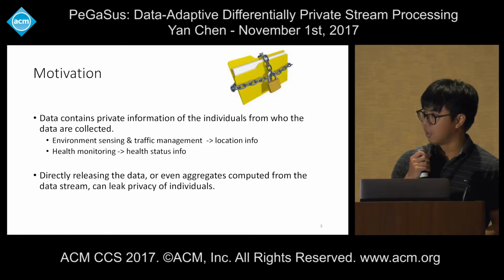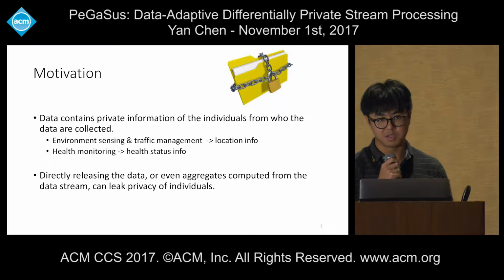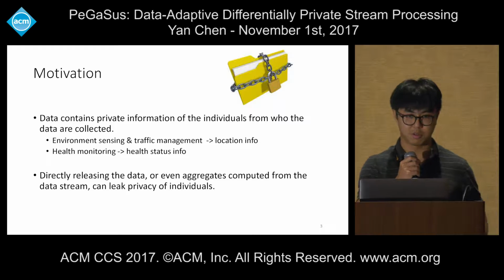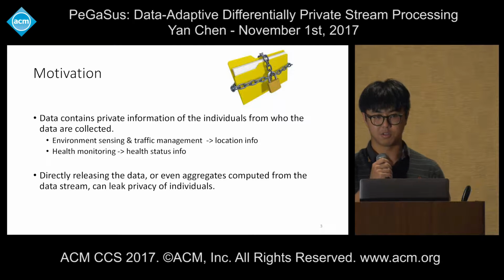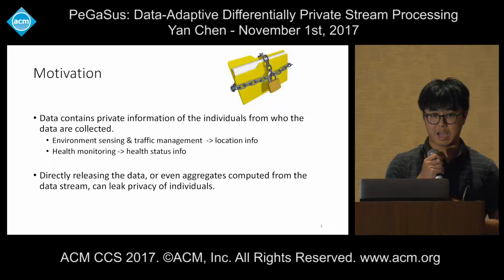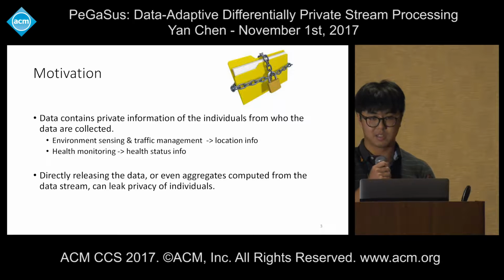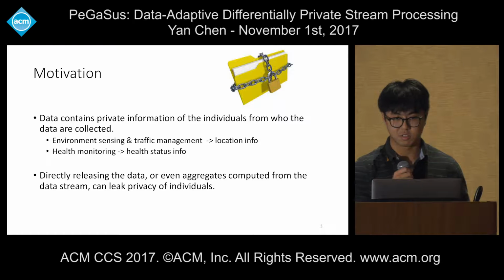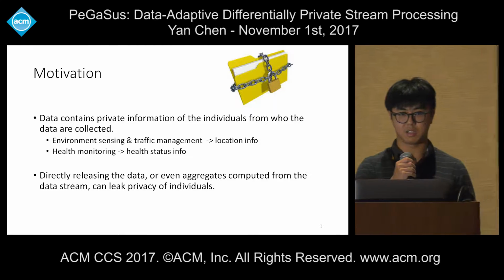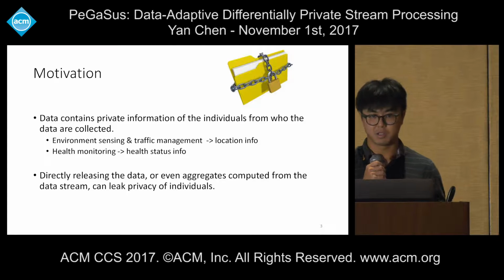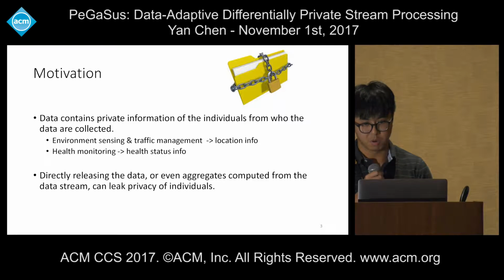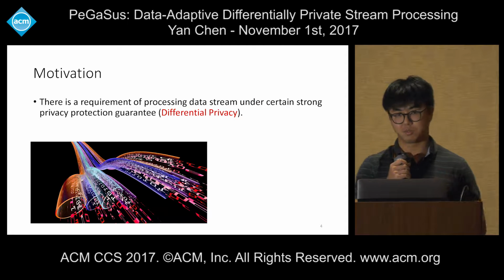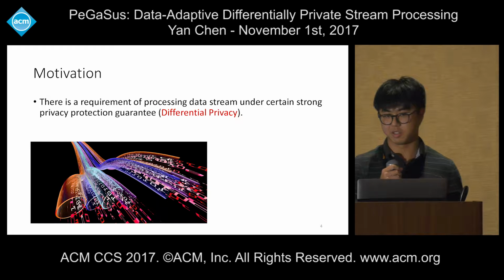However, a lot of data contains private information of the individuals whose data are being collected. For example, environment sensing or traffic management applications may use your location information. Also, health monitoring applications may get the health status information of individuals. So these data are sensitive. Directly releasing this data, or even some aggregates of data, will leak the privacy of individuals, which the users do not want. Therefore, we need some way to do stream processing under certain strong privacy guarantees.